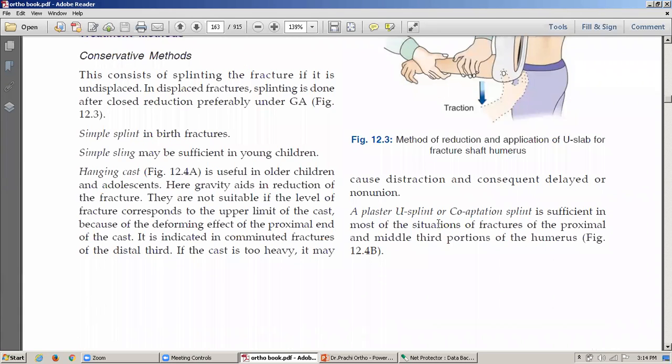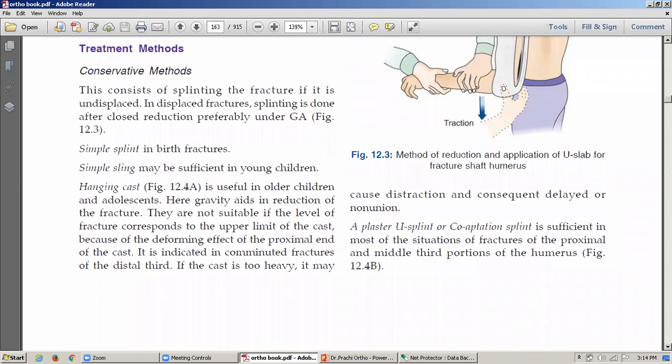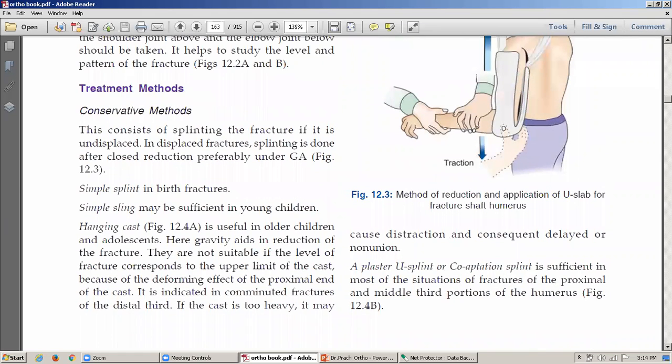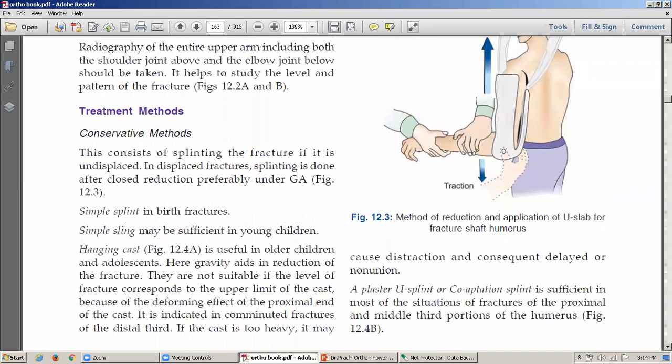A plaster of the U splint or the coaptation splint is sufficient in most situations of fractures of the proximal and middle third portion of the humerus. So when there is a fracture of the middle third or the proximal and the middle third portion of the humerus, then this U slab application is indicated.